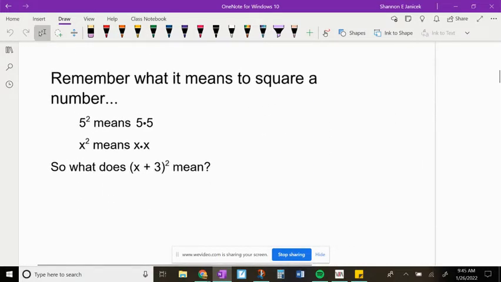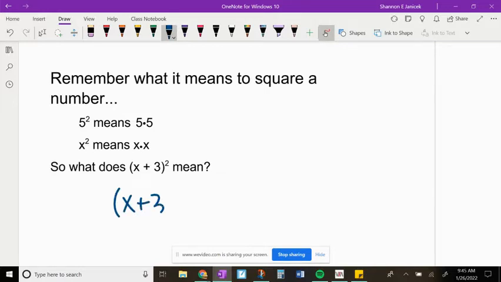One thing I want you to remember is when we square a number, 5 squared means 5 times 5. It means that base number is showing up 2 times. The same thing is true when we throw in a letter. So x squared means x times x. If we had the binomial x plus 3 squared, it means that binomial is showing up 2 times. So we're going to have x plus 3 times x plus 3. It's going to show up twice. And then this looks like what we did yesterday in class where we talked about foiling. So we do first, outer, inner, last.